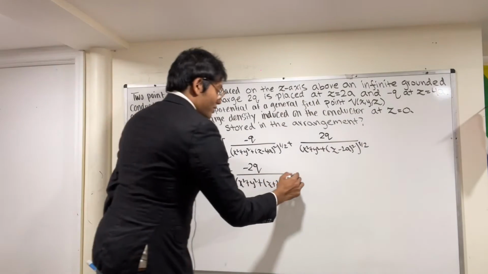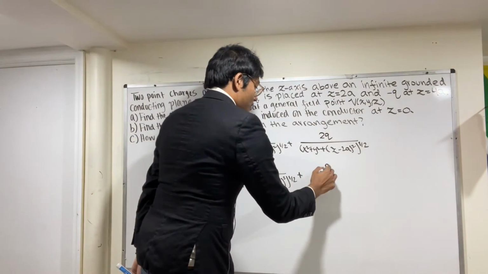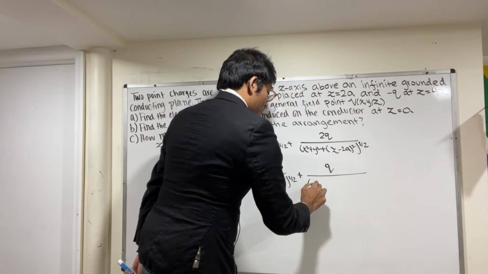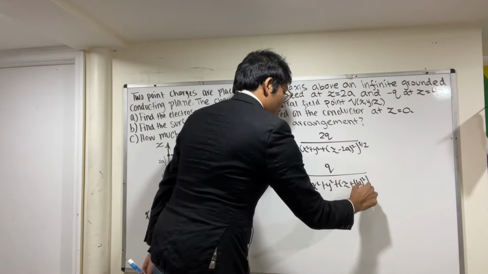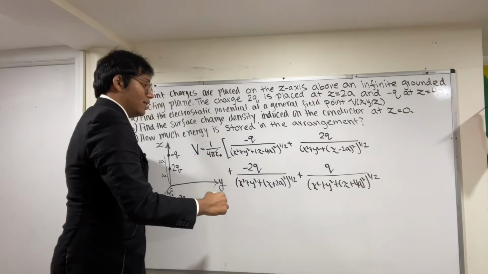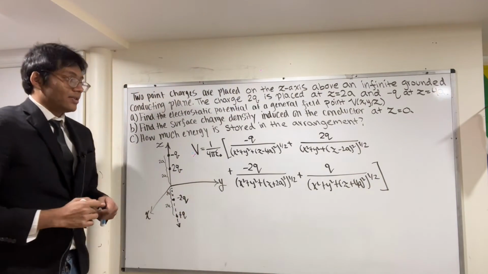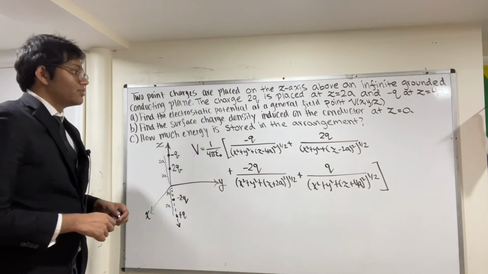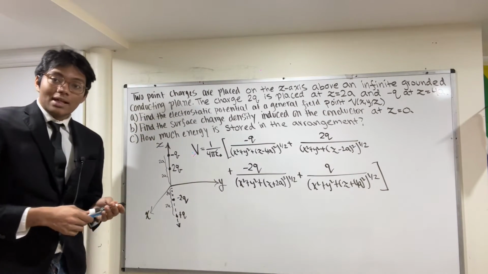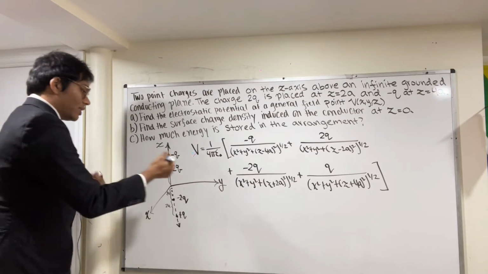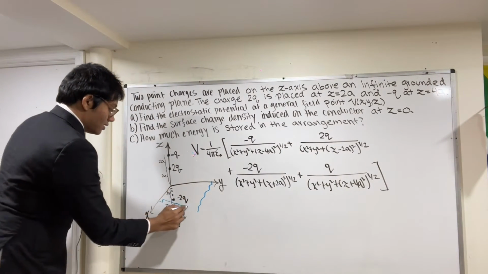And finally, for the last image charge, you're going to have plus q over x squared plus y squared plus z plus 4a squared, all to the 1/2. Okay, and so this is the electric potential for this entire charge distribution. Not too bad. And then now we have to find the surface charge density induced on the conductor at z equals 0. In other words, we have to find the surface charge density induced on this infinite plane.